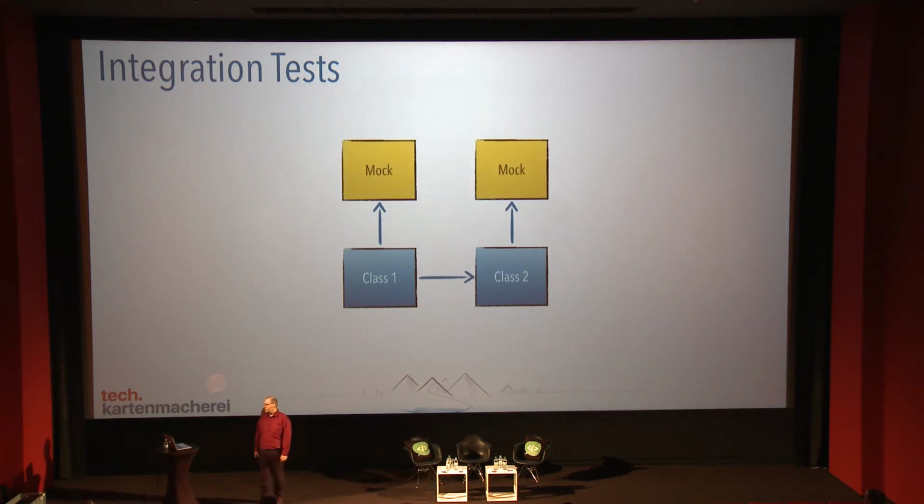Therefore, we need to mock away class 3 and 4, and it's not just classes we mock away, but any dependency. Databases are mocked, file systems are still mocked, to make sure that we only test these 2 units as an integration.